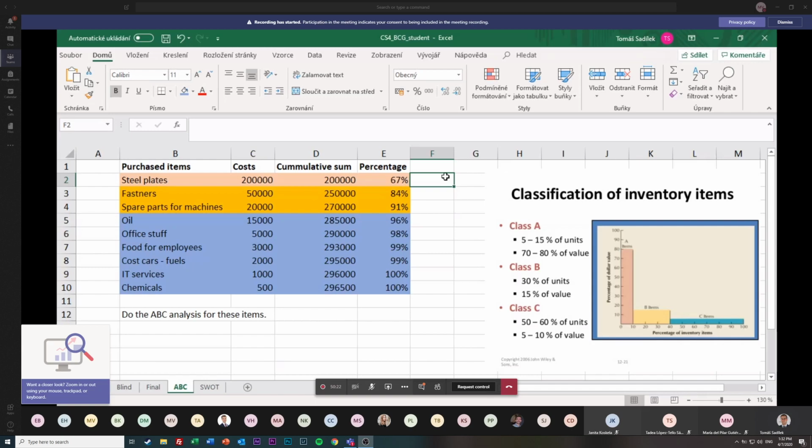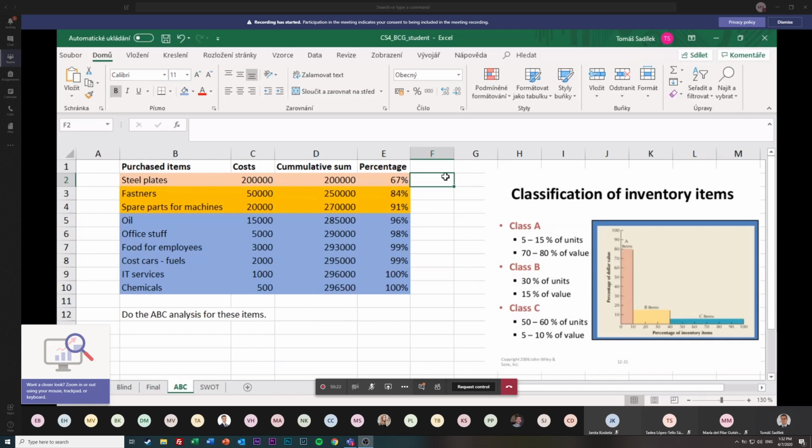One important question. You can see that there are just intervals between 5 to 15% of units, between 70 to 80, and so on. There is no strict number of what exactly should be placed in A or B. It's more based on the situation in a company and how the individual shares are. This is an example with just 9 items, but in reality there could be thousands of different items.